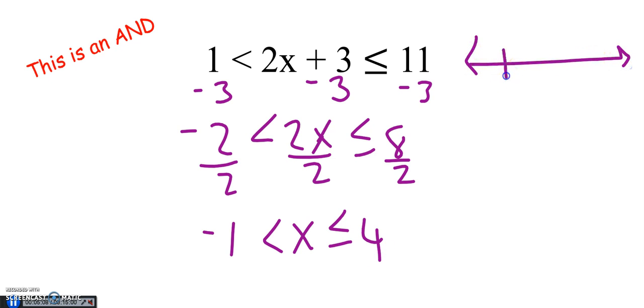Then when we go to graph it, negative 1 and 4 are our endpoints. We want the stuff in between, but the negative 1 gets an open circle and the 4 gets a closed circle. But that is simply an and when it's sandwiched in between those two inequality symbols.